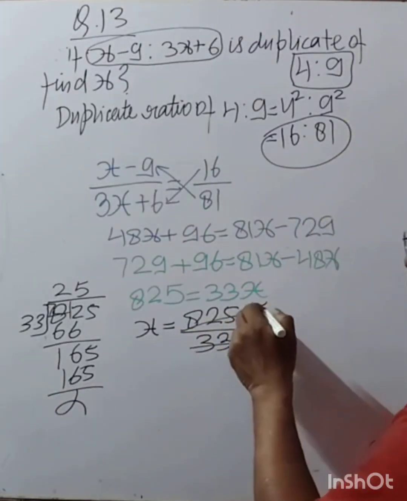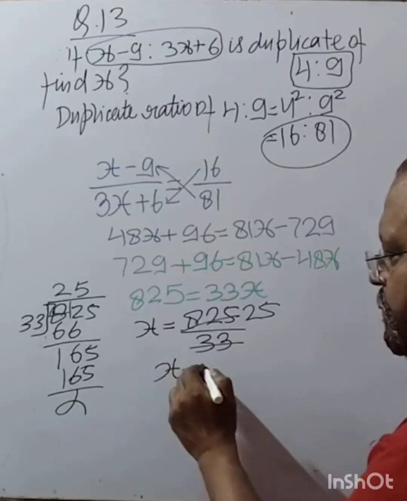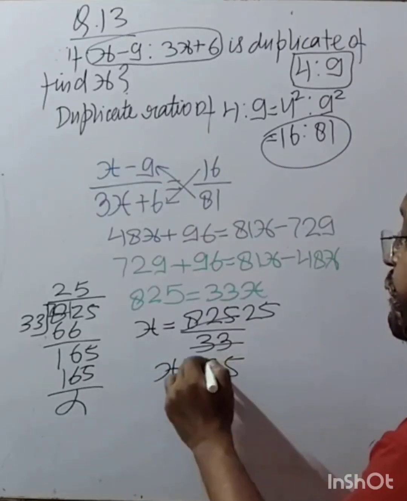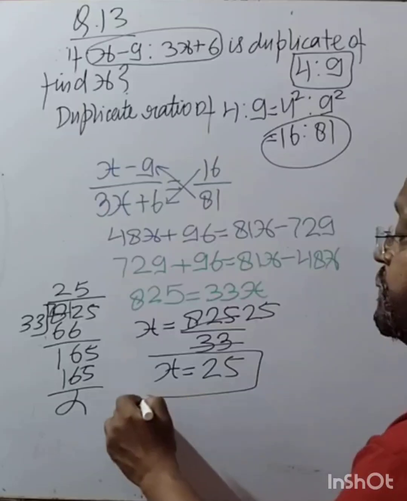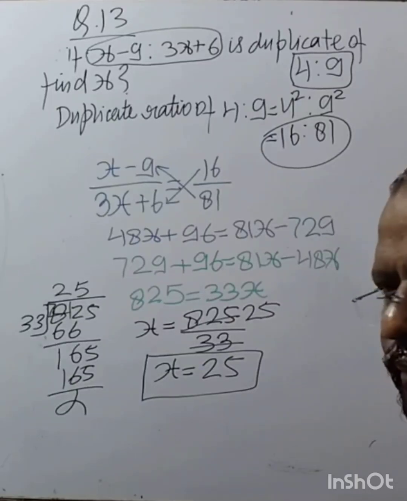So it becomes 25. So x is equal to 25. Is this so? Yes. So what is your answer? x is equal to 25. You check that? Yes. Okay. Should I do it? Yes.